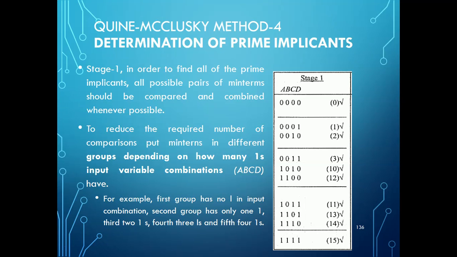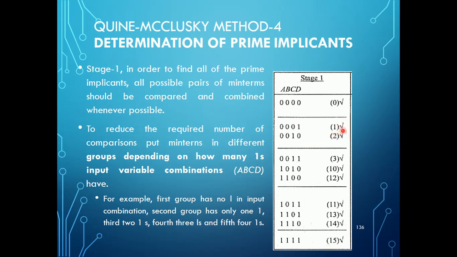So let us move on to the first stage of your Quine-McCluskey method. In order to find all of the prime implicants, all possible pairs of min terms should be compared and combined whenever possible. To reduce the required number of comparisons, put min terms in different groups depending on how many input variable combinations you have. So here you are going to group in group 0, group 1, group 2, group 3, group 4, like this.